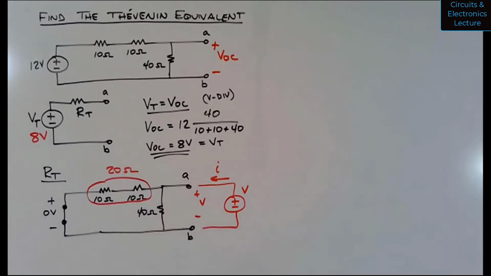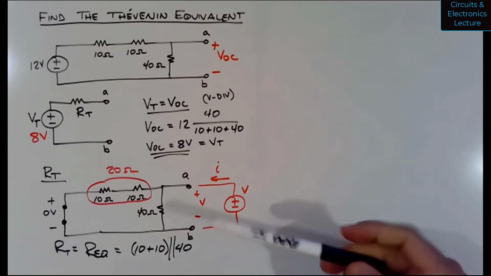So what I would say is that REQ, I'm going to say RT equals REQ in this case, equals these two 10 ohm resistors in series in parallel with, so two lines, that means parallel, shorthand for that computation of parallel resistors, in parallel with 40. Okay, so 20 in parallel with 40.